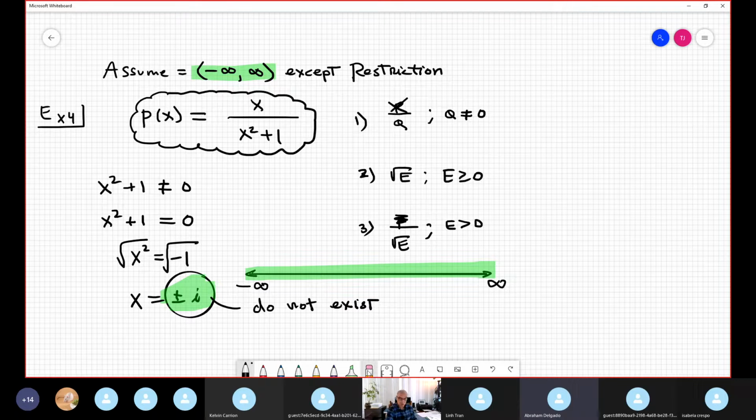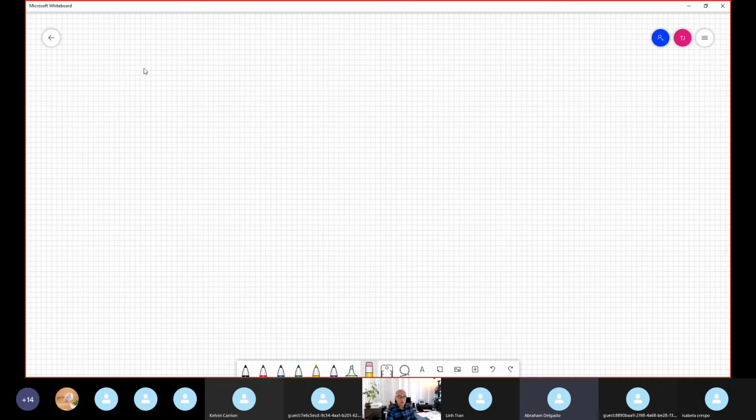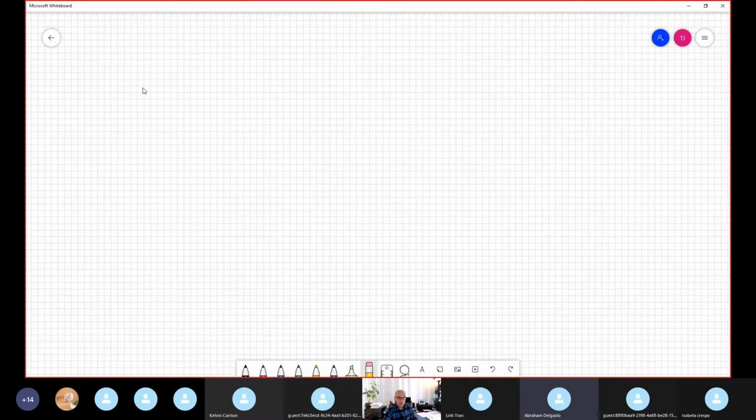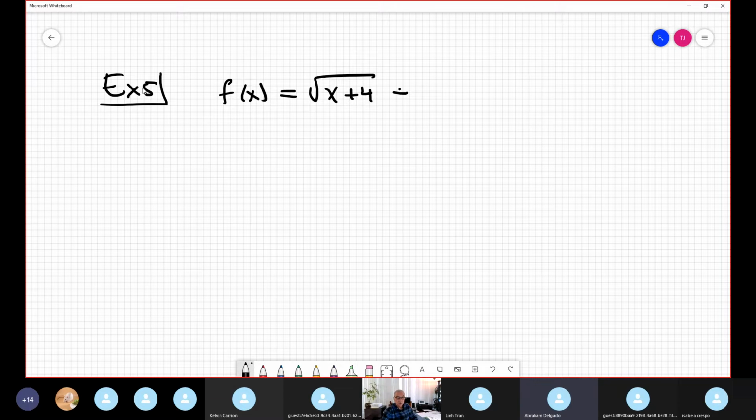Let me complicate it a little bit more. We have several combinations. So far, we studied an elementary example in which you have one restriction, 1, 2, or 3. But sometimes you have more than one restriction. Suppose example number 5. In example 5, we have a function f of x equal to the square root of x plus 4 plus the square root of x minus 5.